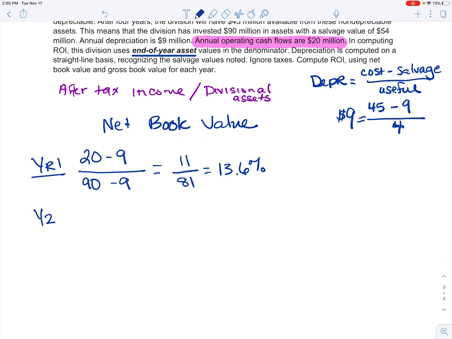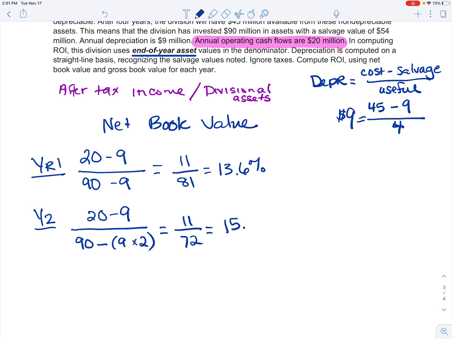Now looking at year 2, I'm going to do the same thing. Again, my after-tax income, that's not going to change. But what changes here is the fact that my depreciation is growing each year. I have to take that into account. So that $90 million is going to stay the same, but now I have 2 years of depreciation. So here, I'm going to divide by 72 instead, once that math is done, and my return on investment comes to 15.3%.